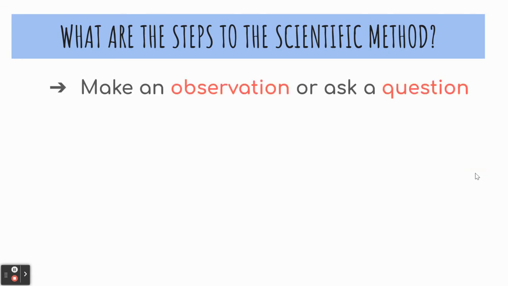So the first step is to make an observation or ask a question, right? You're going to see something that makes you curious, and you're going to ask questions about it. So that's the first thing. You have to have something that you're trying to figure out why it's happening.